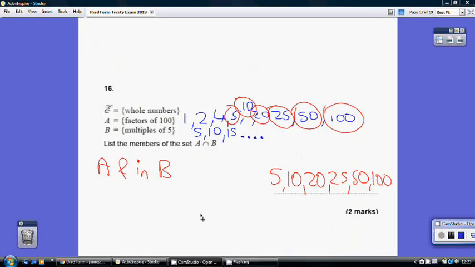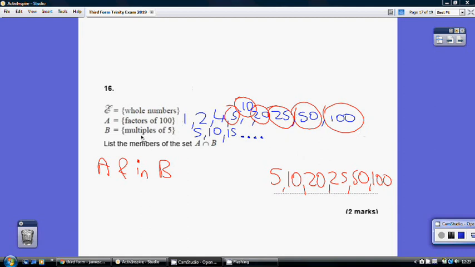Question 16. Now we're being asked to list the members of the set A intersection B. So that means which members are in both A and in B. So let's think of all the factors of 100. So that's 1, 2, 4, 5, 10, 20, 25, 50, and 100.